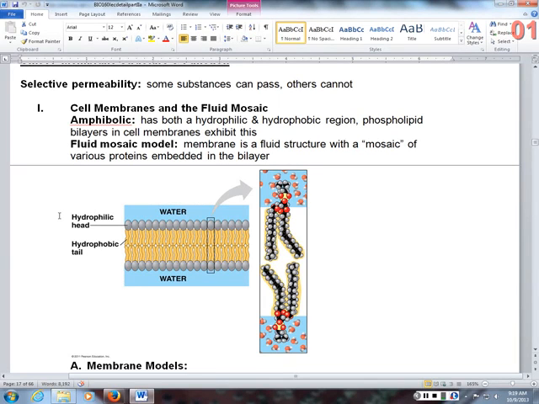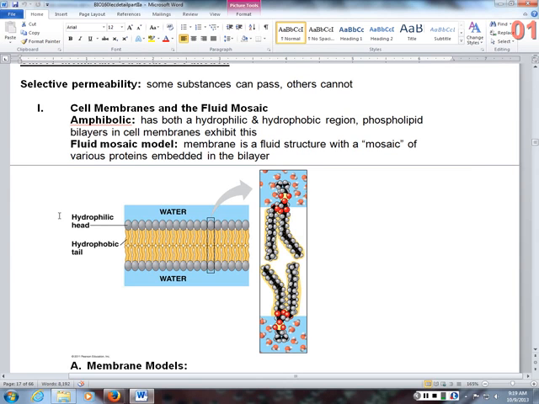However, in the center area here, it does not like water. This is going to be good for having a watery substance inside your cell and a watery substance outside your cell, but they don't want to go through this no man's land in the middle to mix together. It will help keep them separate.